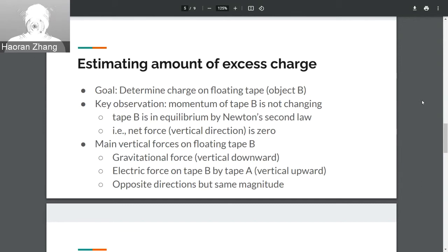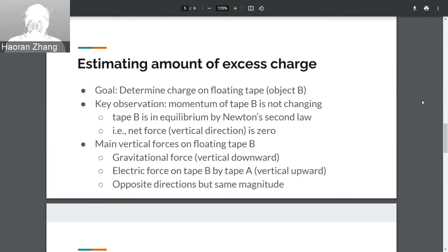From this, we can conclude that tape B is in equilibrium by Newton's second law, which states that the rate of change of momentum over time is directly proportional to the force applied and in the same direction. So given that the momentum of tape B in the y component, or the vertical component, is not changing, we know that the net force in the vertical direction is 0.